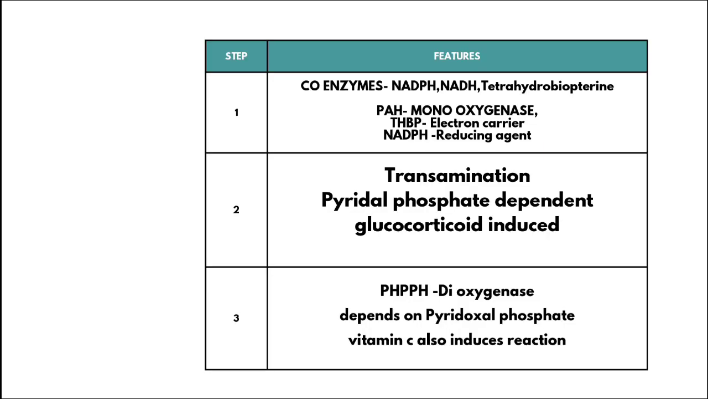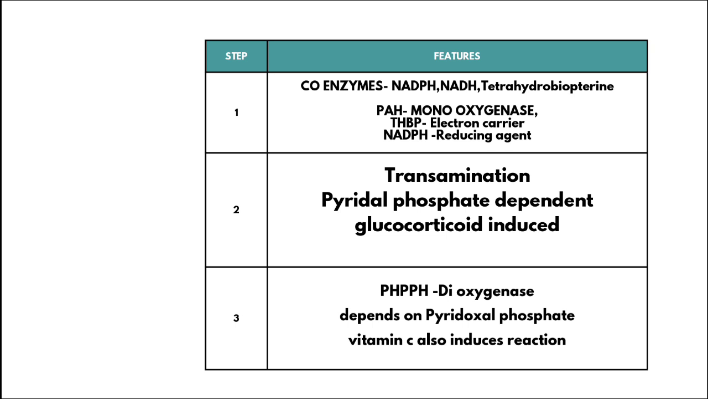The key features of various steps include: step 1 has NADPH, NADH and tetrahydrobiopterin as the coenzymes. The enzyme here is a monooxygenase, that is, it will incorporate one oxygen atom only into the product. So what we get is OH and H2O. OH goes to the product and H2O will be a byproduct. You will be wondering where the hydrogen is from. It is from THBP, and the THBP is replenished by the reducing agent NADPH.